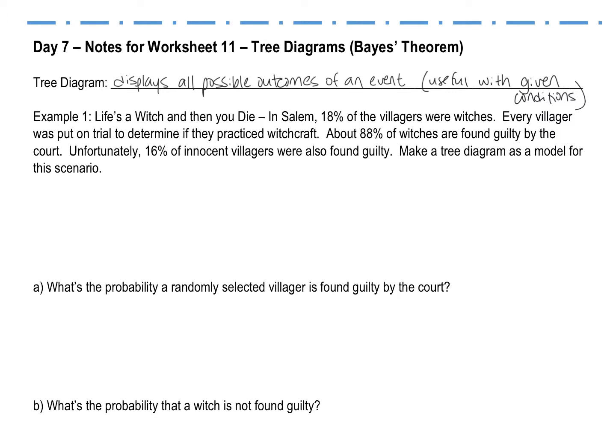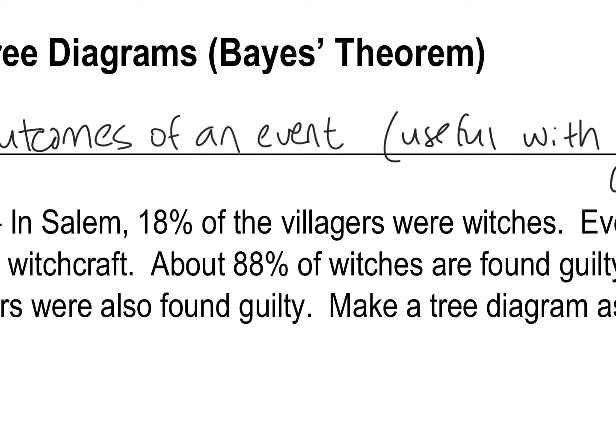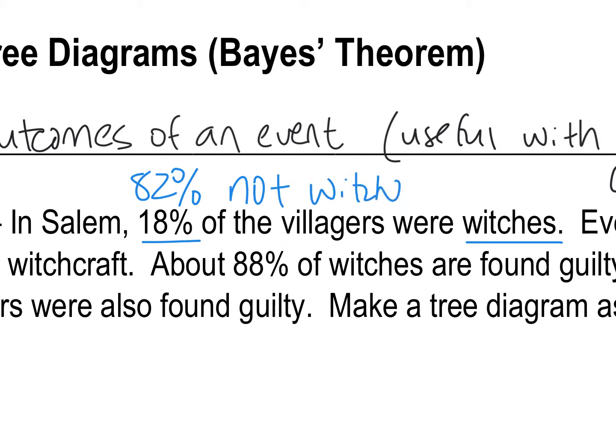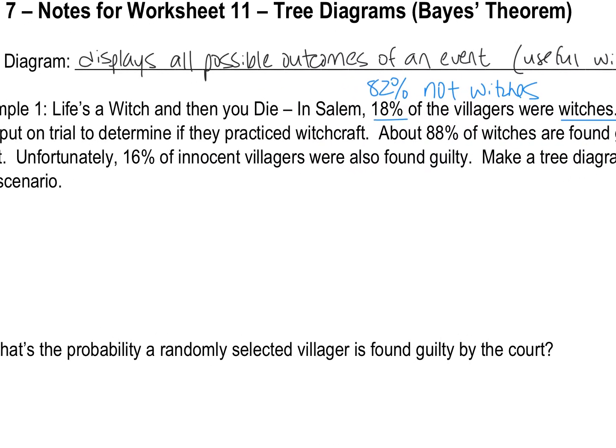So this very first question, we have a certain number of villagers in this place called Salem that are witches. And what you need to know about tree diagrams is that anytime you're given a percentage corresponding to a certain condition, you're also given another condition without them telling you. That means that 82% were not witches. So you have to think about reading the percentages in terms like that. If 18% are witches, that means 82% are not witches. And that's actually going to build the first part of my tree.